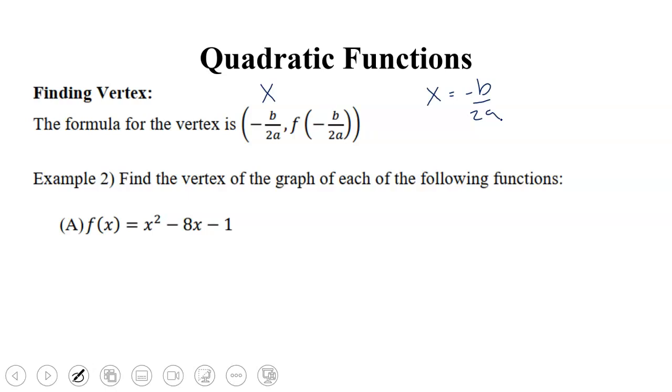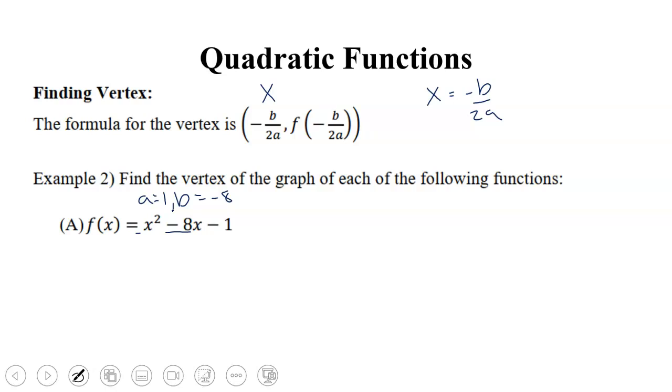All right, so finding the vertex. First we need to use our formula to get our x. So we need to label our a's and b's. a is that number in front of x squared. So what is that? That's positive 1. And then what's the b? The number in front of x. So b is negative 8.